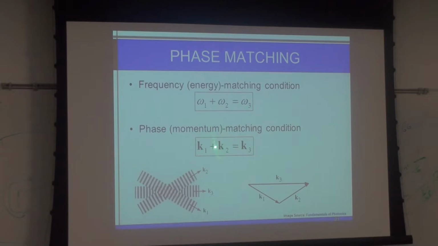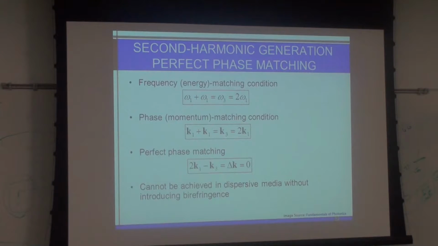And the momentum matching condition says the same thing in terms of the directionality of the waves, right? So all these wave vectors, the K1 and the K2, their resultant should be K3. You shouldn't have something in some random direction, right? And so we call this phase matching.